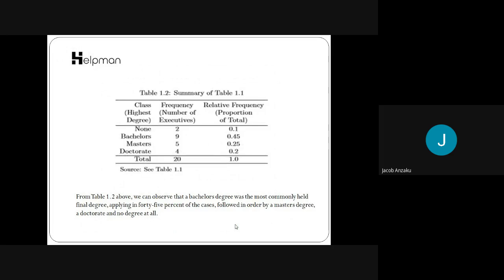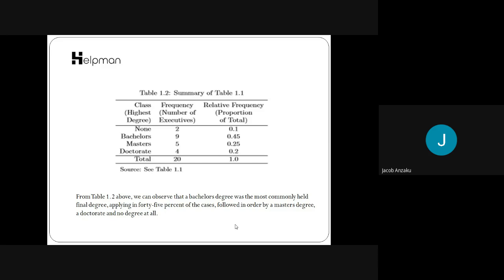So here we have those with no degree. We have two of them among the highest paid personnel. Those with a bachelor's degree are 9. Those with a master's are 5. Those with a doctorate are 4. Which gives us a total of 20. Now the source of our table is table 1.1 above.